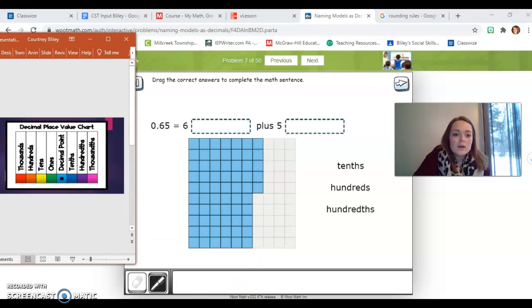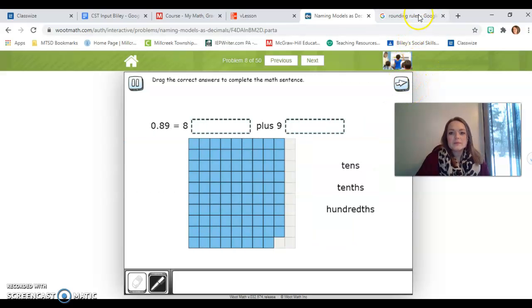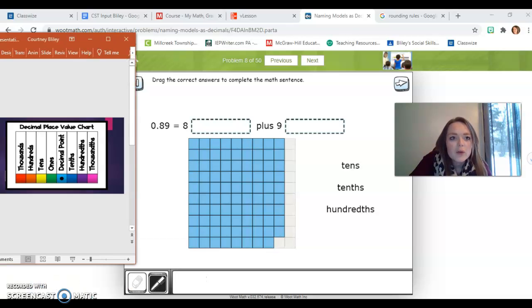I have 0 decimal 65 hundredths. My 6 is in the tenths place and my 5 is in the hundredths. Nice work. Mrs. Wiley wants to do a few more examples with you, and then I will have you do some practice problems on your own and submit them to our Google Classroom.